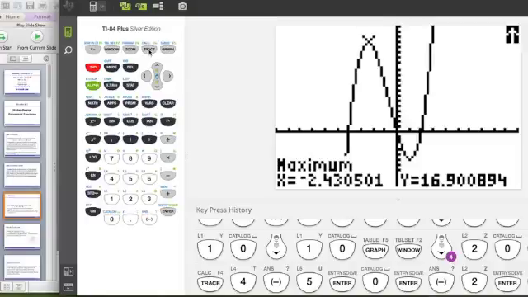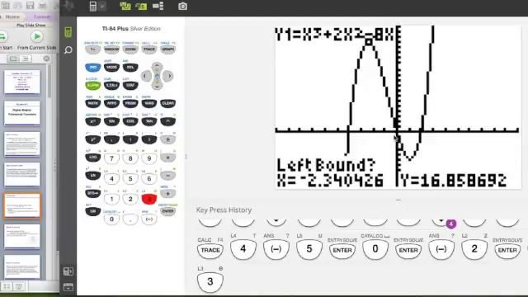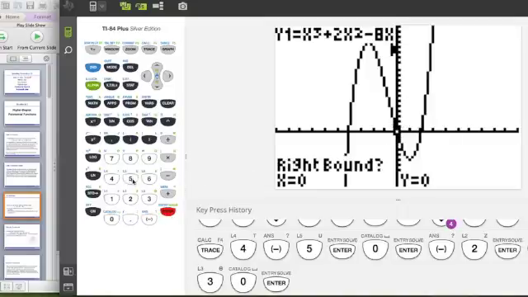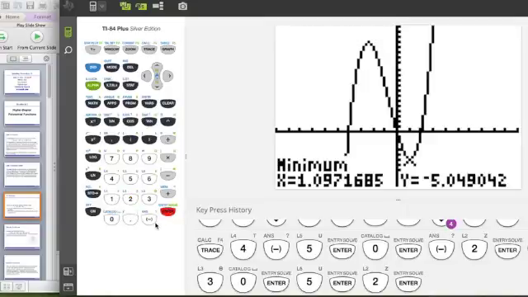To second CALC, and now we're looking for our minimum. Our minimum left side looks like it's between 0 and maybe 5. We'll take a guess that it's at 2. It's at 1.097, so 1.10, and negative 5.049, so negative 5.05. That's the local minimum.